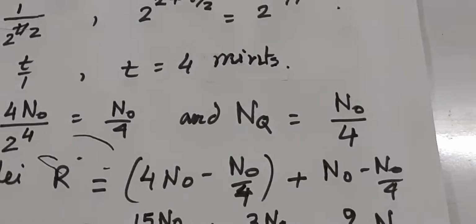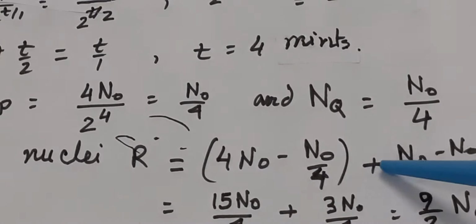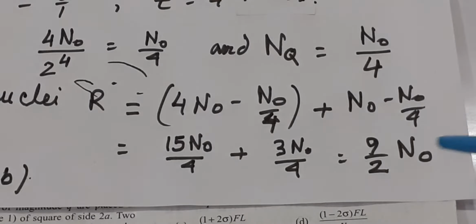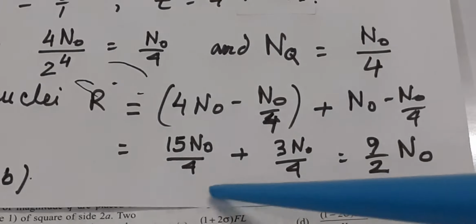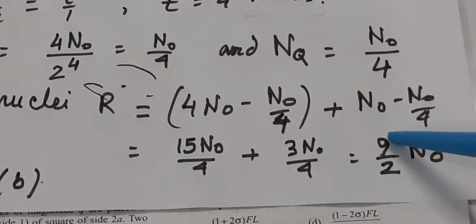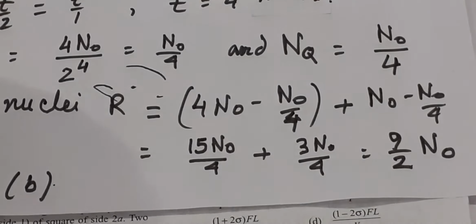Now, after conversion to stable nuclei R, how much is converted? That means 4 n naught minus n naught by 4 for the P element, and for the Q species it will be n naught minus n naught by 4. The sum of these two will give the total transformed, that is 9 by 2 n naught. That will be the total conversion that has taken place.